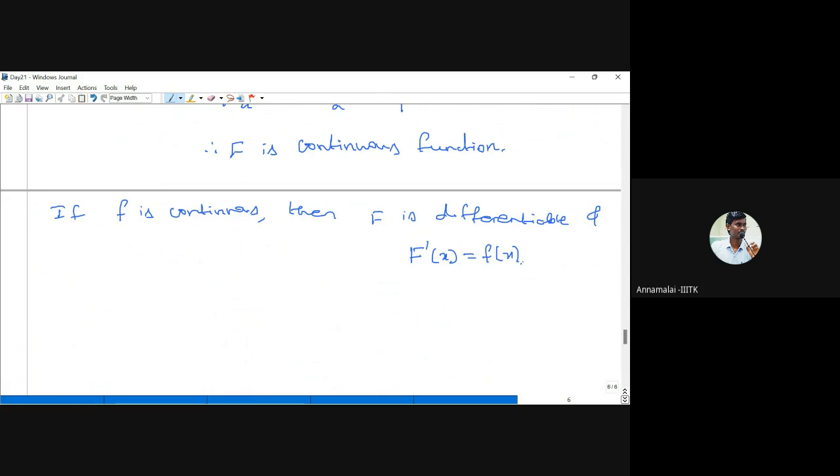So the capital F is differentiable only at the points where f is continuous. Suppose f is continuous at some c, then F is differentiable at that point c, and F dash of c equals f of c. If small f is continuous at every point, then capital F is differentiable at every point, and F dash of x equals f of x. This is the fundamental theorem of calculus, a very important theorem.